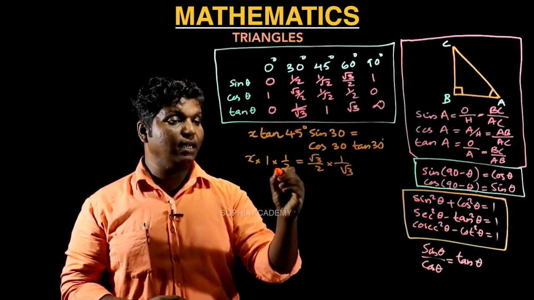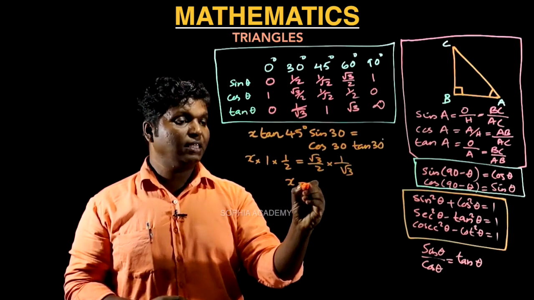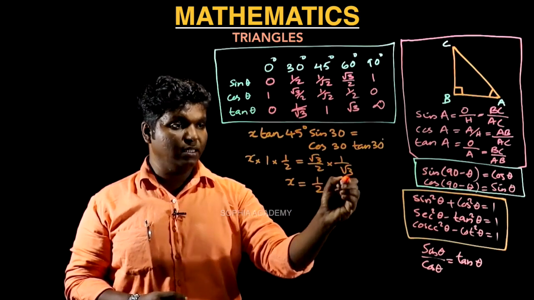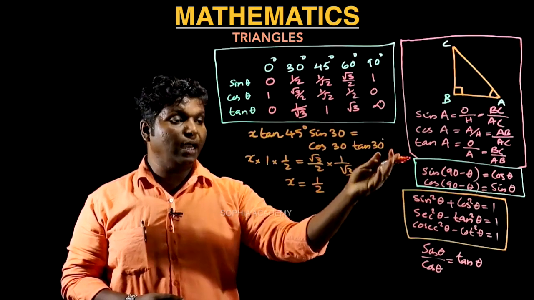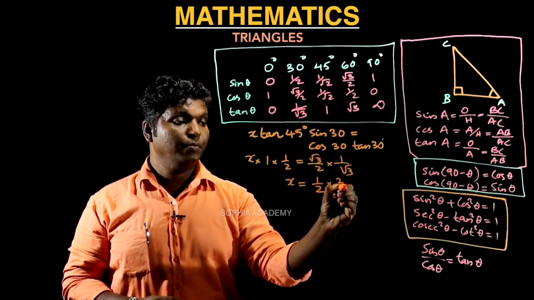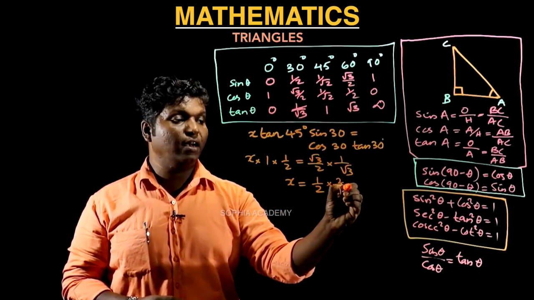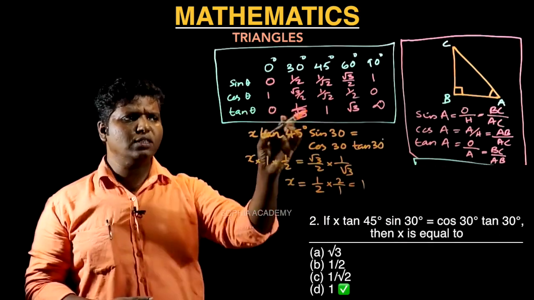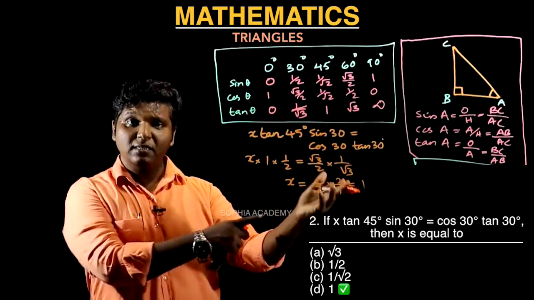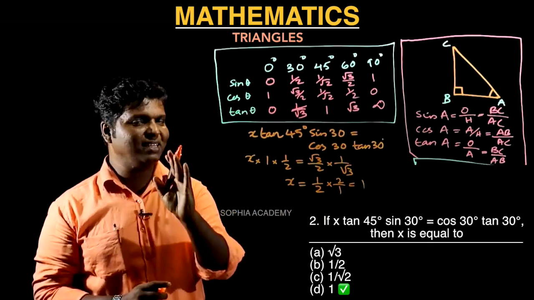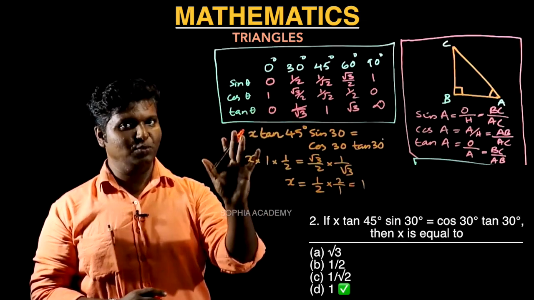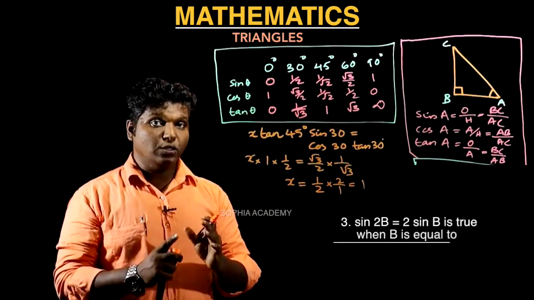Taking this 2 to that side, x is equal to, here root 3 and root 3 already cancelled. Now 1 by 2 is the only thing remaining. Taking this 1 by 2 to that side, it will become 2 by 1. Now 2 and 2 will get cancelled. Finally you will get 1 as the answer. So 1 is the correct answer. If you know the values, just place them and solve, you will get it. The main thing is that you must know these things. That's why initially I gave you the idea behind this one. Hope you understood. Next question.